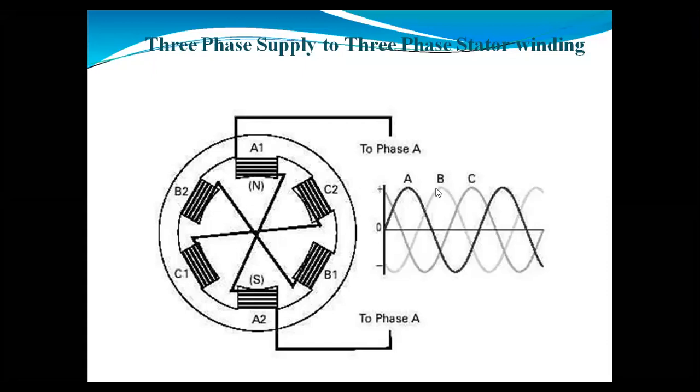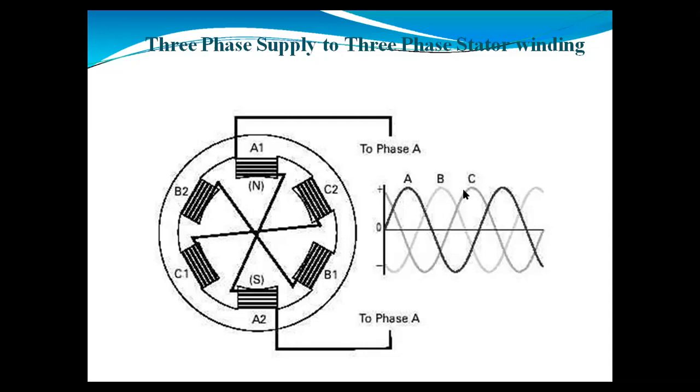Instead of ABC, actually in practical what will be? Here you can give the sequence that will be RYB. This sequence is very important. The question will come in the MCQs, which sequence we are using. Because when we are giving the RYB, at that time, that motor will rotate in the clockwise direction.